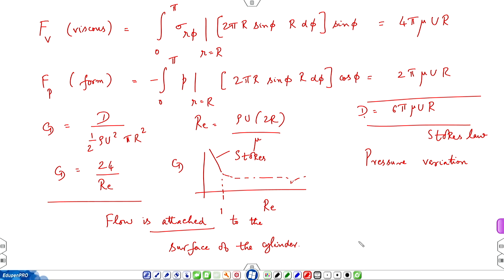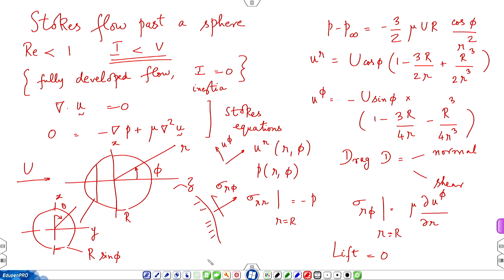Now, if you look at the pressure variation, that pressure was minus 3 over 2 mu U r cos phi over r squared, with r equal to capital R. So you will have a variation: at phi equal to pi, which is here on the left-hand side, cos phi is minus 1, so it is a positive quantity, and at phi equal to 0, cos phi is 1, so it is a negative quantity. So it is a maximum upstream and a minimum on the rear side, downstream of the cylinder. It is a maximum on the left and a minimum on the right.